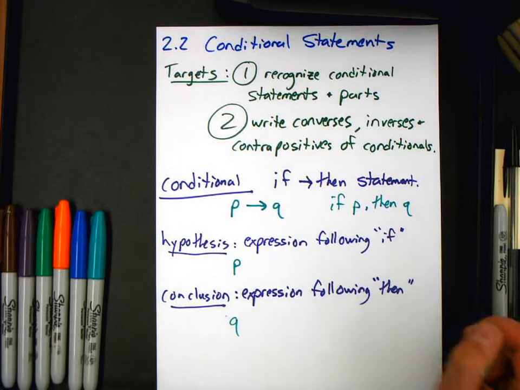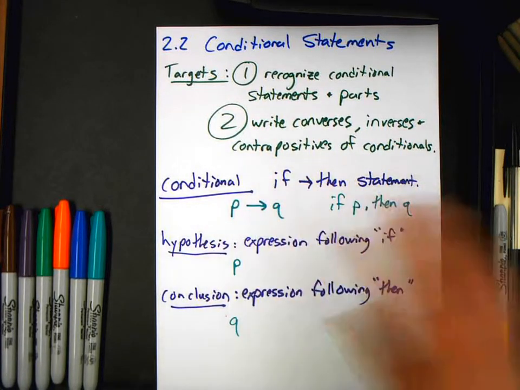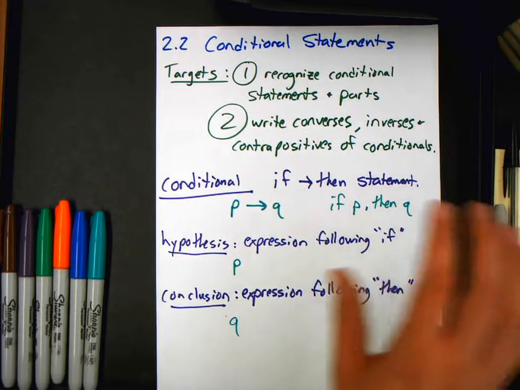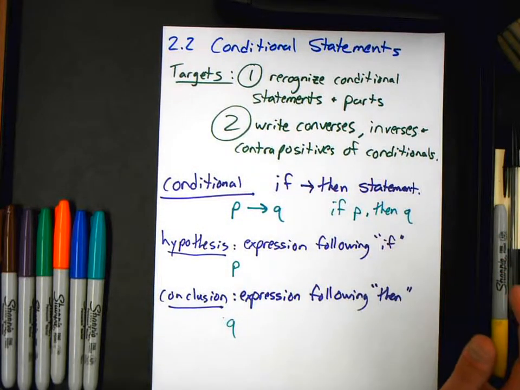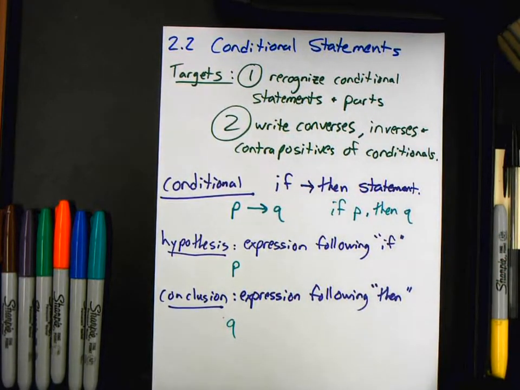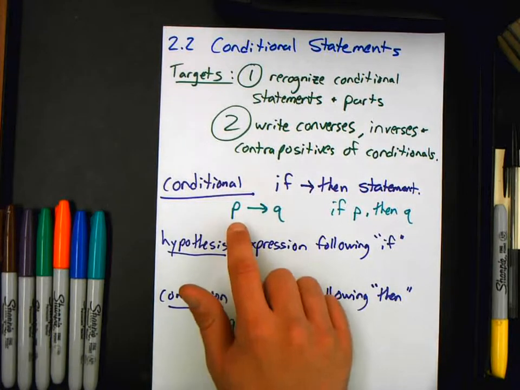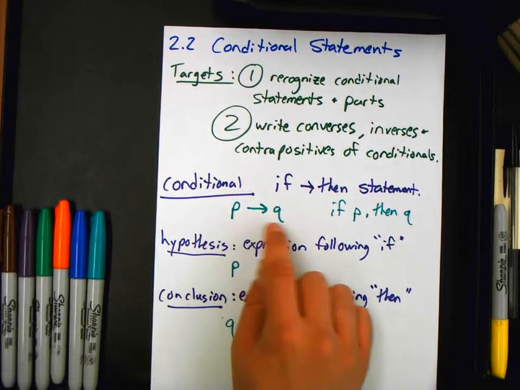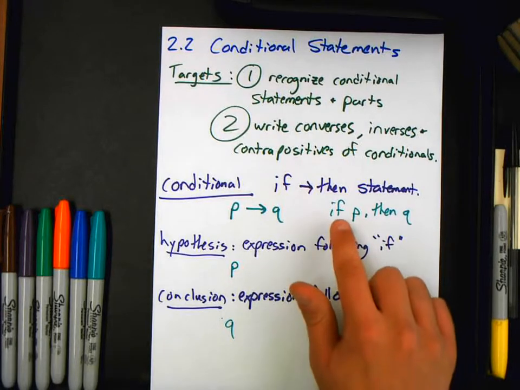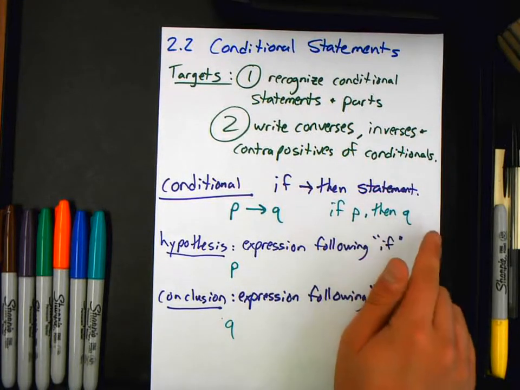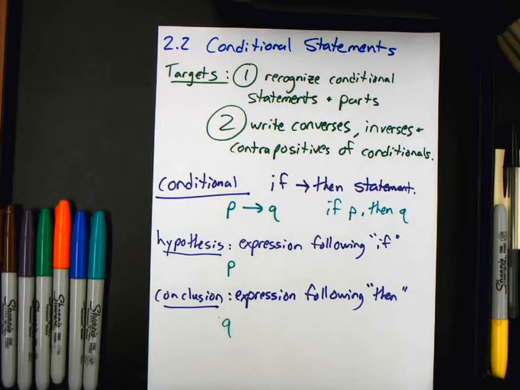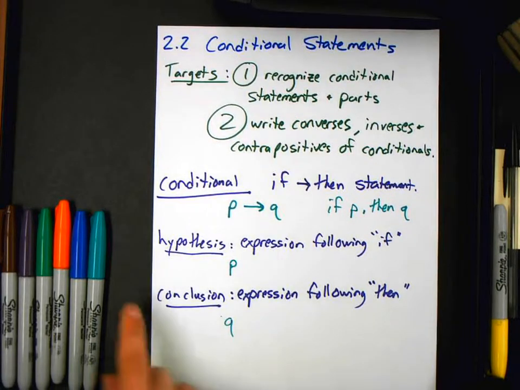So if something starts with if, then you go into an expression, then you have a then, and then you go into an expression. That is a conditional statement. When I use some symbols in math terminology, you will see a P with an arrow and then a Q. So it could be read as if P, then Q. If P, then Q.